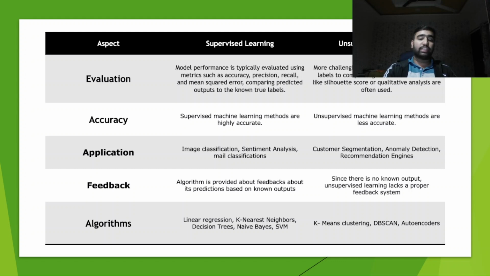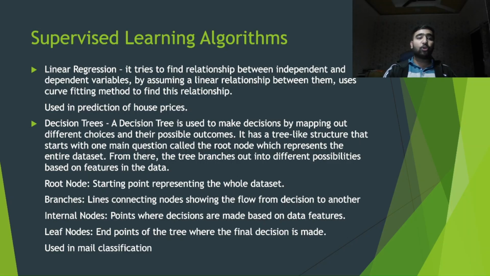Algorithms. For example, algorithms of supervised learning are linear regression, k nearest neighbors, decision tree, naive Bayes, and SVM. Whereas unsupervised learning algorithms include k means clustering, DBSCAN, autoencoders, hierarchical clustering, and many more. Now we are going to look at some important supervised learning algorithms and unsupervised learning algorithms, and we are going to see how they can be used in real life applications.